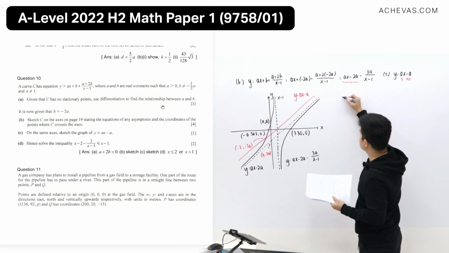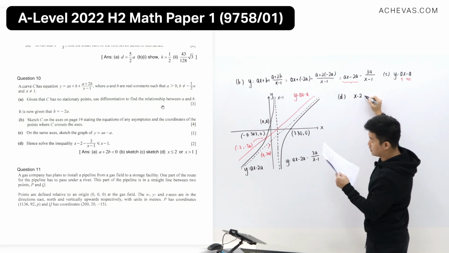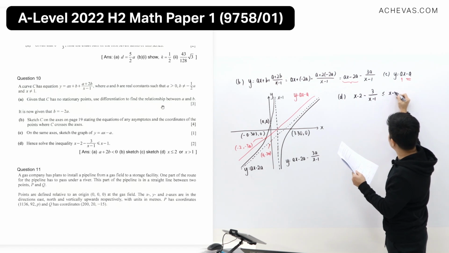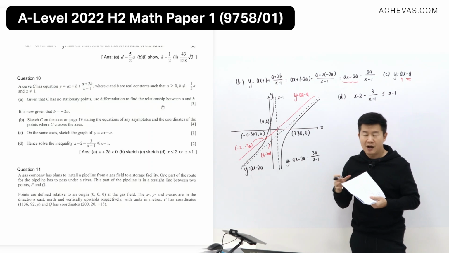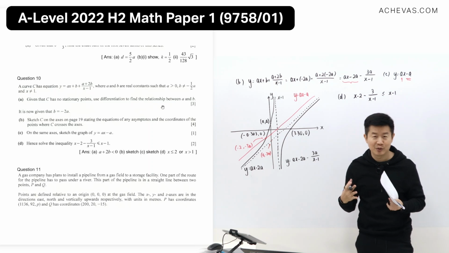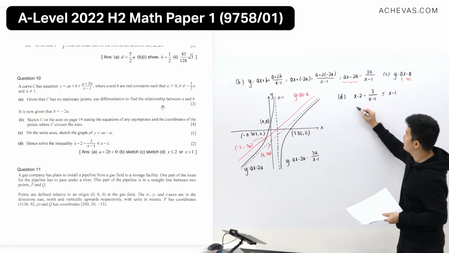So for part D, hence, we are going to solve this inequality: x minus 2 minus 3 over x minus 1 is less than or equal to x minus 1. How are we going to be making use of the previous result? We must first find the similarity between this and the previous one, which if I can just rewrite for you, probably you can very easily see that similarity.